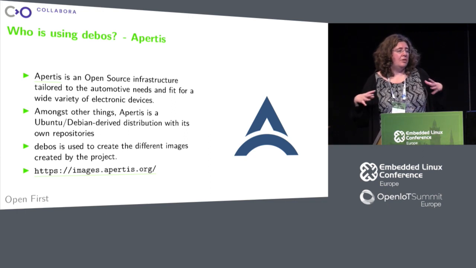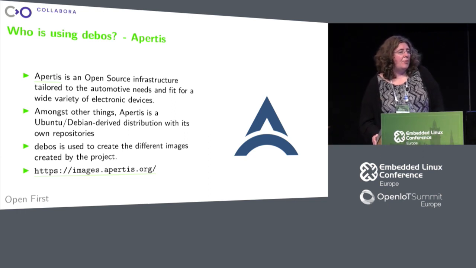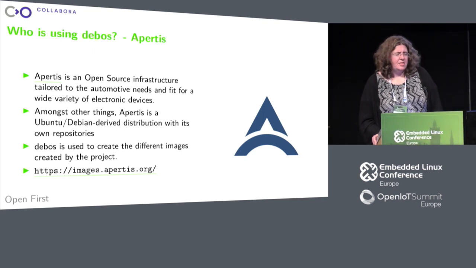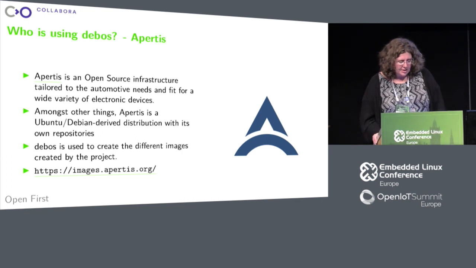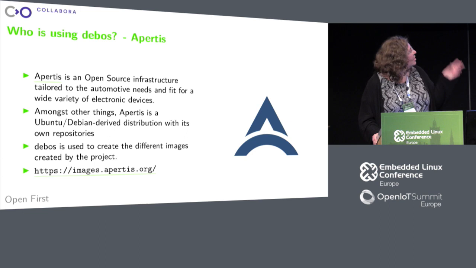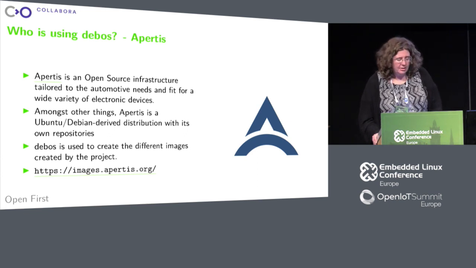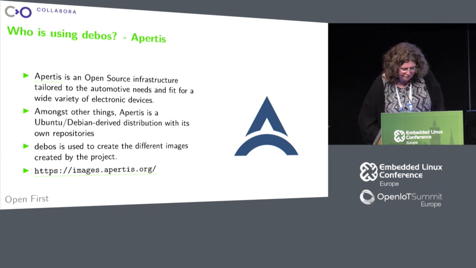It's an infrastructure, Apertis, and one of the things they are providing are repositories of packages because it's a mix between Ubuntu and Debian derivative. And they are using Debos for creating the images they are providing. So if you are curious to see the images, they are in that URL. They are also publishing the Debos recipe they are using.